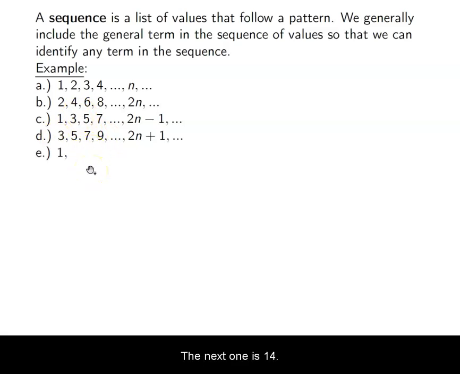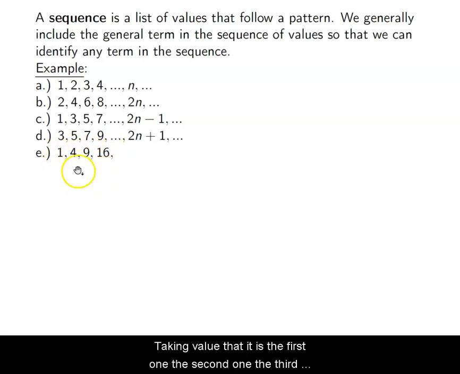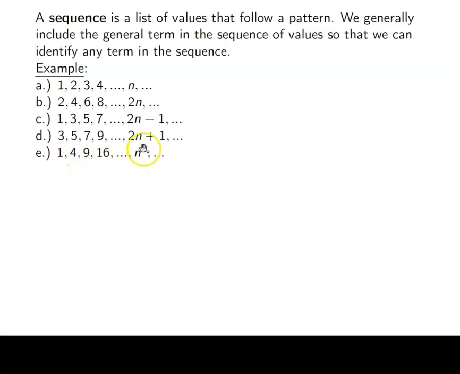Okay. The next one is 1, 4, 9, 16. Right, can you see what the pattern is? Each term, I'm taking the value that it is, the first one, the second one, the third one, the fourth one. I'm taking that value and I am squaring it, right? This would be n squared. So we don't always have to add and subtract things or multiply things. We can do literally any operation. I can take square roots. I can say 1 over my number. I can say 1 over my number squared. I can say 1 over my number minus 1.